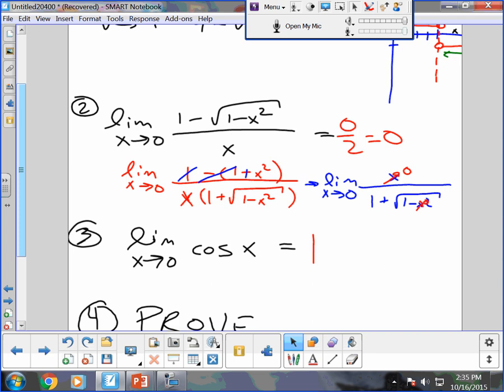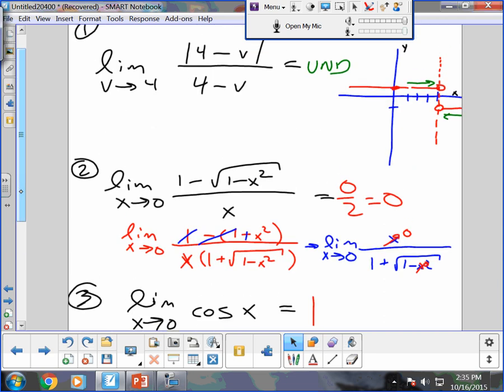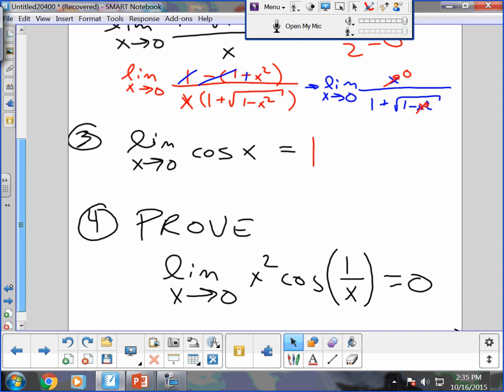So why is it that 2 and 1 had to be worked on? 0 was not in the domain of 2. 4 was not in the domain of 1, right? Otherwise, these were continuous functions. You just plug and go.